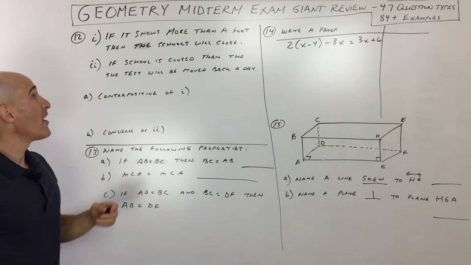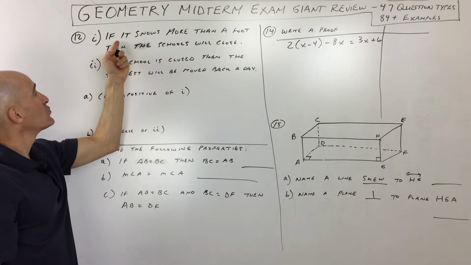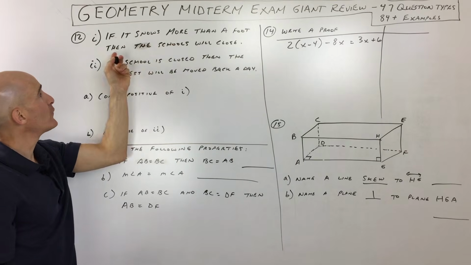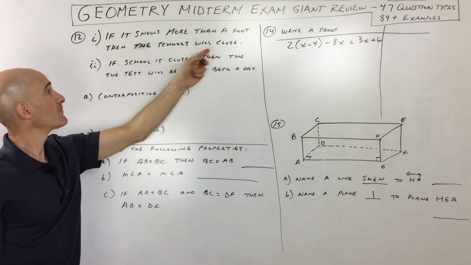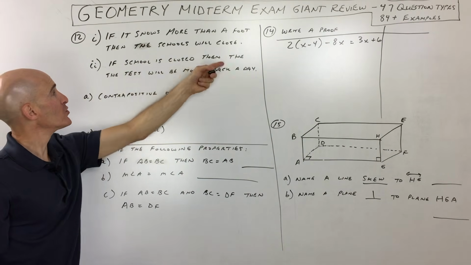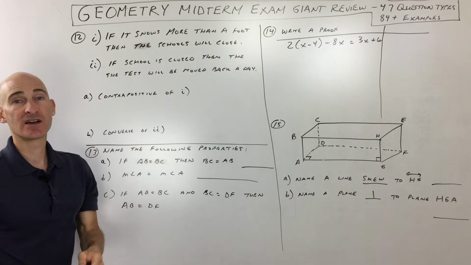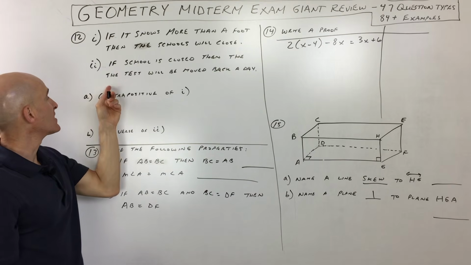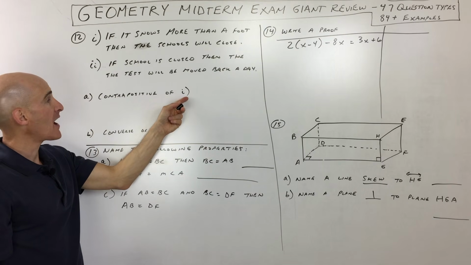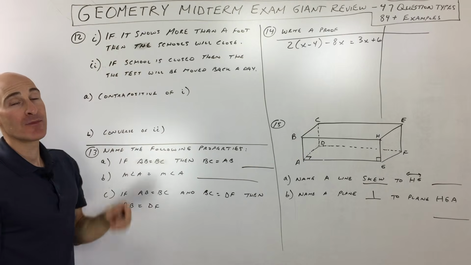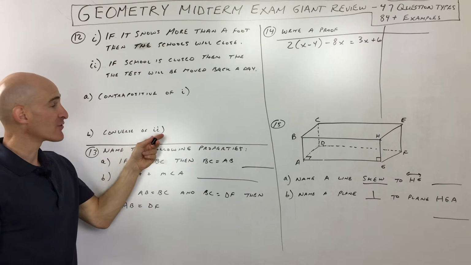Okay, question number 12 has two parts. It says if it snows more than a foot, then the schools will close. And it says if school is closed, then the test will be moved back a day. So we've got two different conditional statements. And it asks us, what is the contrapositive of statement 1? And then it also asks, what's the converse of statement number 2?